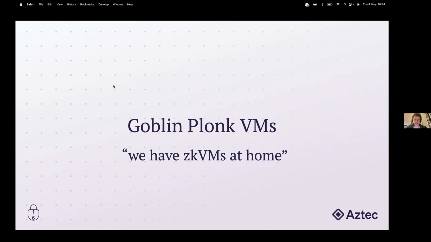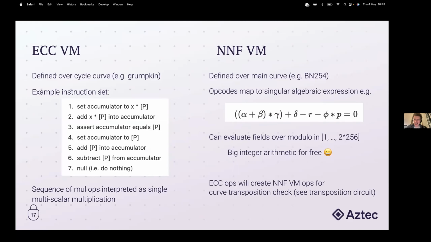But these VMs are very primitive. They have an accumulator that you can add stuff into, and here's an example instruction set for the ECC VM. You can set the accumulator to be the result of a multiplication. You can add a multiplication into the accumulator. You can assert that the accumulator equals some value. So basically super primitive operations. They're barely virtual machines. Certainly you don't have memory or registers or anything like that.